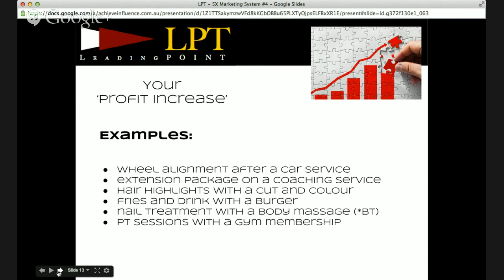Profit increase examples: it's a wheel alignment after a car service. It's an extension package on a coaching package or a coaching service over a period of time. It's hair highlights with a cut and a colour at your local hairdresser. It's fries and a drink with a burger, as I've just mentioned. It's a nail treatment with a body massage, and obviously conditional in this example for one of our clients, where the client's a beauty therapist.